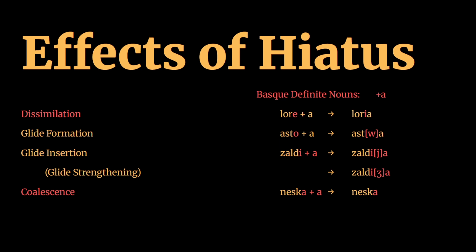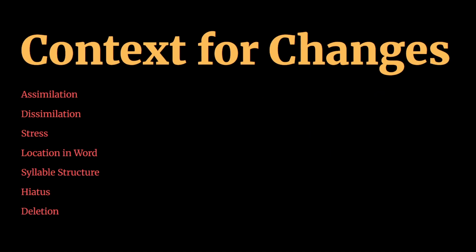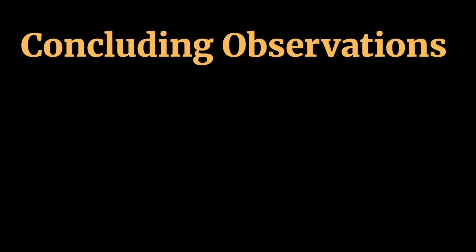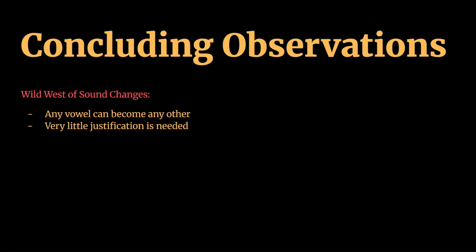Finally, whenever a sound is deleted, the nearby vowels may be affected. Most often the vowel is lengthened. This is called compensatory lengthening. The examples are shown here. A couple of concluding observations before we get to how exactly to use this in conlanging. Vowels seem to be the Wild West of sound changes. Any vowel can become just about any other vowel with very little justification actually needed. The phonological structure seems to be key.